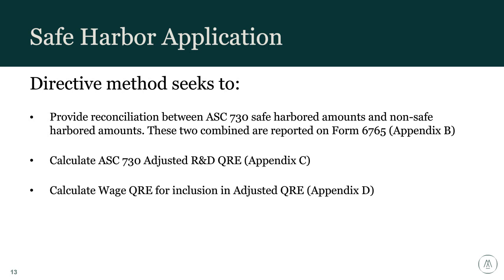That brings us to our next polling question. All right. Our second polling question is true or false. Applying for certification under the ASC 730 directive allows taxpayers to safe harbor the entire amount of R&D credit claimed on a tax return. And your options are true or false. As a reminder, if you would like to receive CPE credit today, you will need to respond to at least three of the four polling questions.